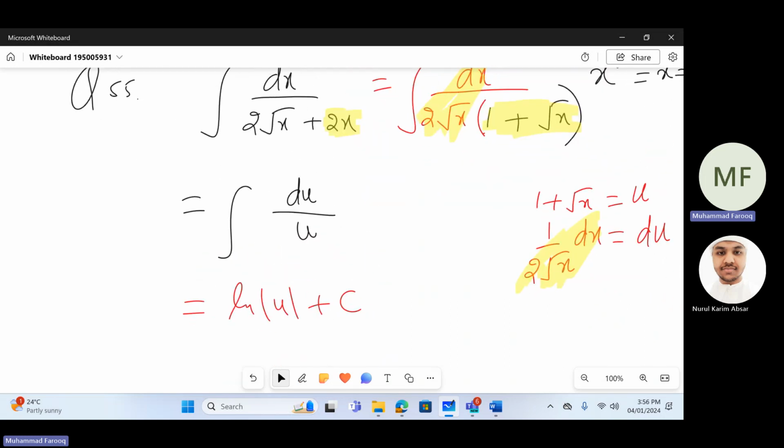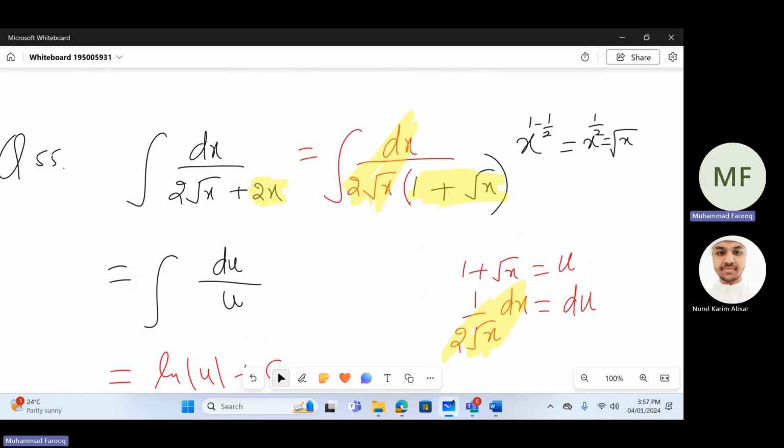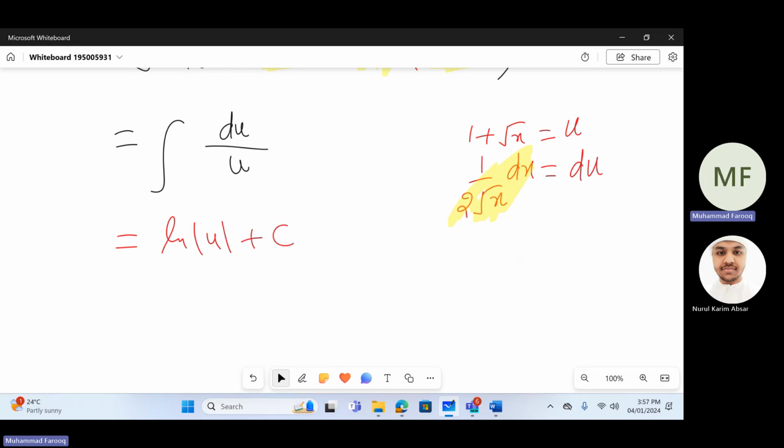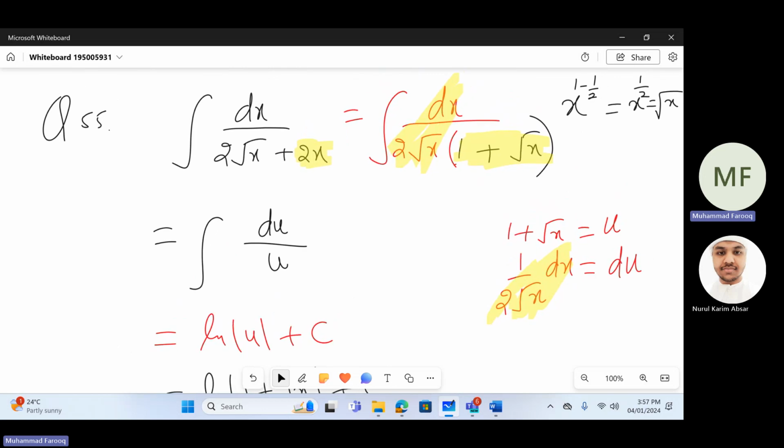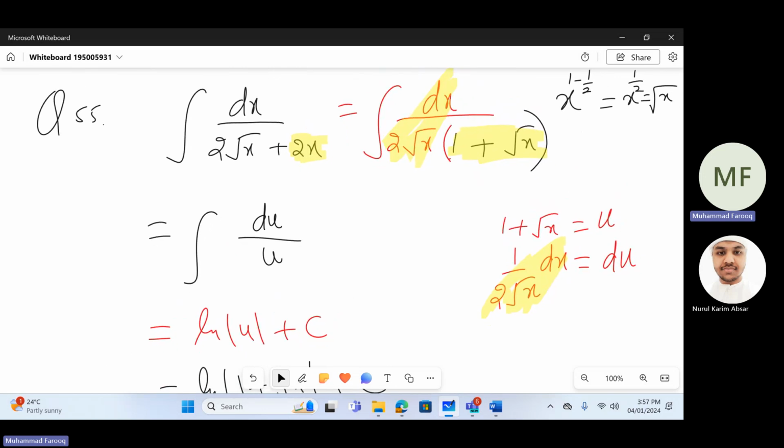And please put back the u value. What is the u value? 1 plus square root of x. So this is ln absolute value of 1 plus square root of x, plus c, and that's all. We get the answer. I hope you understand. So sometimes you need some extra calculation before you start substitution, because the substitution is not working directly. That's why we have done one step before we take the substitution.